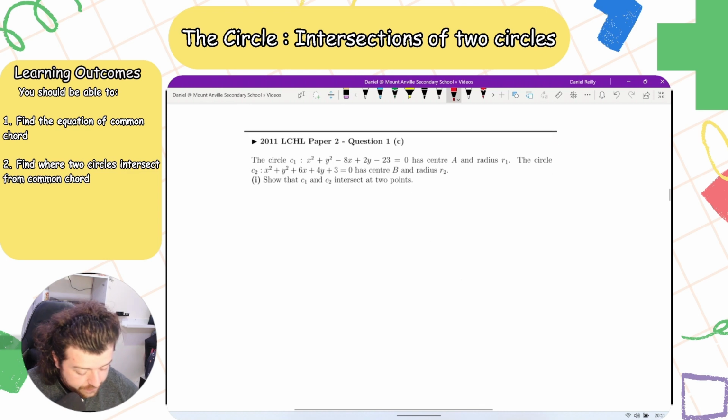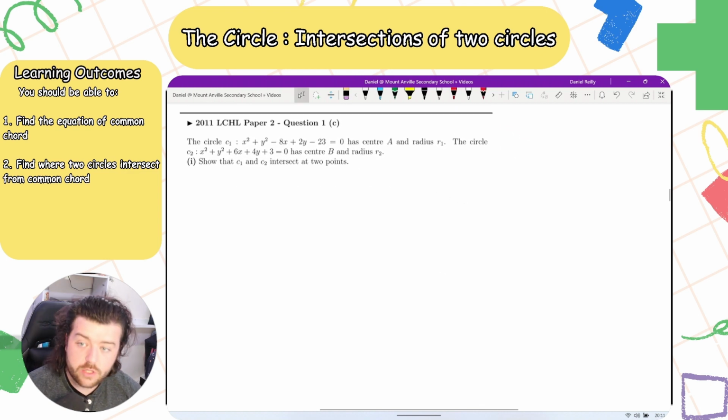So this question is from 2011. The circle C1, x squared plus y squared minus 8x plus 2y minus 23 equals 0, has a center A and a radius R1. The circle C2 is x squared plus y squared plus 6x plus 4y plus 3 equals 0 and has a center B and a radius 2. Show that C1 and C2 intersect at two points. So we need to prove that we can have two points of intersection.